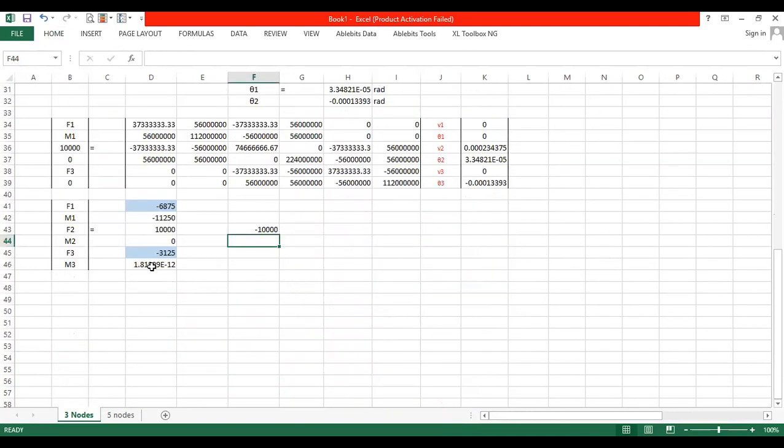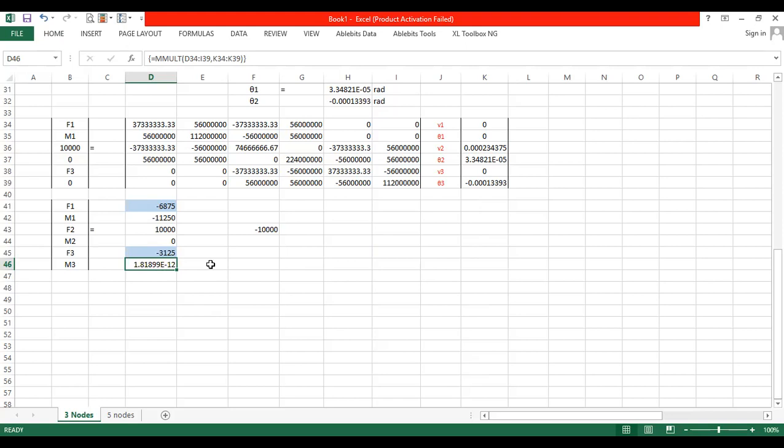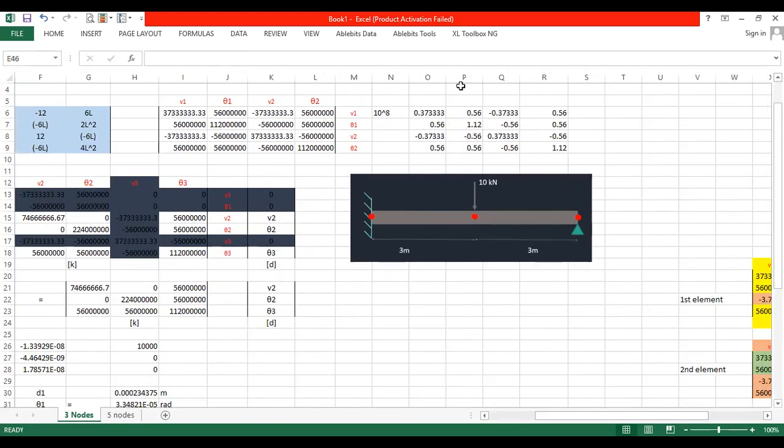Okay, and this is 10 to the power minus 12. This is almost 0. Okay, M3 is 0, right? This is 0 actually. This very small value is due to the matrix multiplication, so this is very close. This is almost 0. Okay, the bending moment is 0. That should be, because it's a pin end, right?